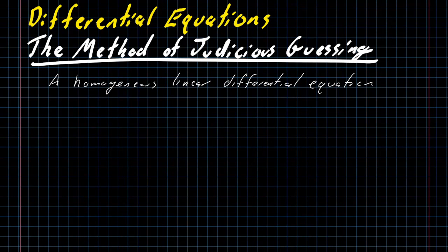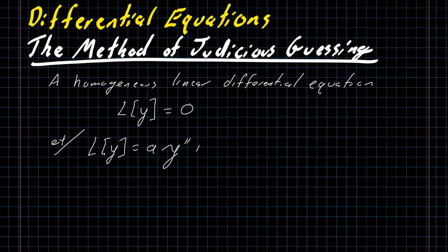A homogeneous linear differential equation has some linear operator acting on some function and giving you zero. For the second order homogeneous linear ordinary differential equation with constant coefficients that has been the bulk of what we've talked about, we have that the linear operator L acting on y is A times y double prime plus B times y prime plus C times y. All right, nothing new going on there. That's the stuff we've been working on for a couple of lessons now.